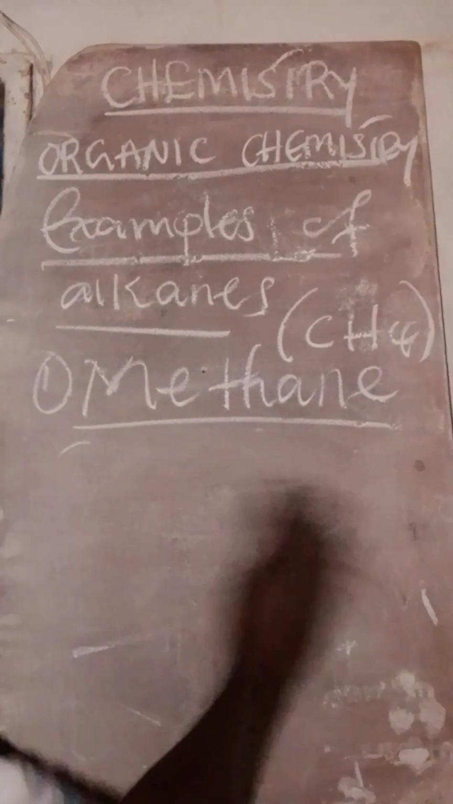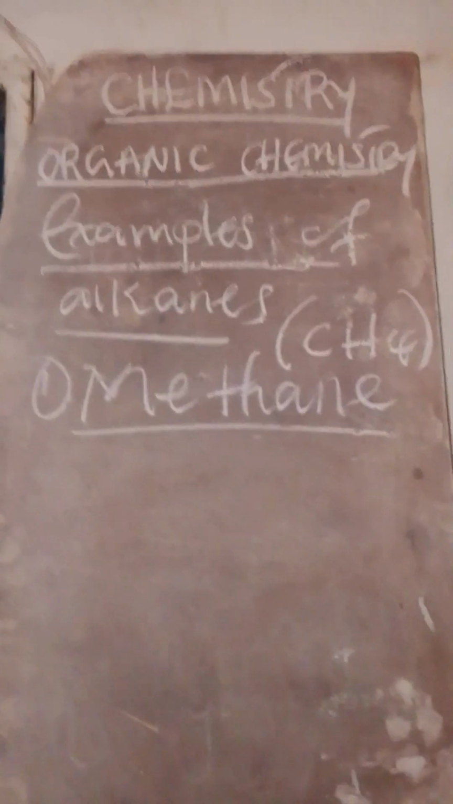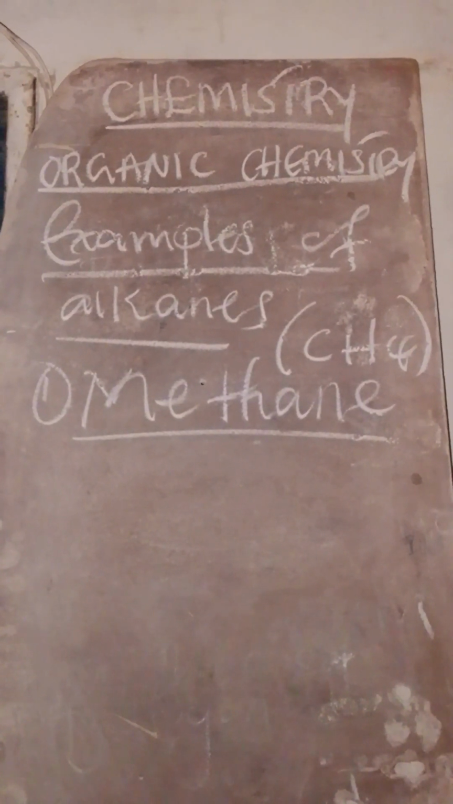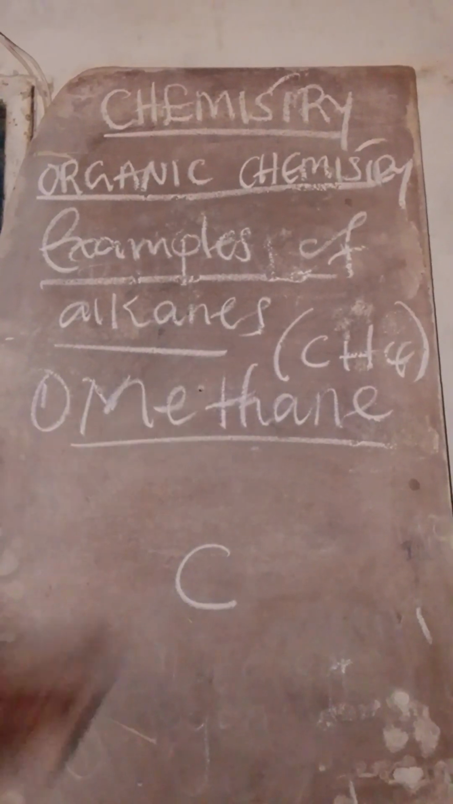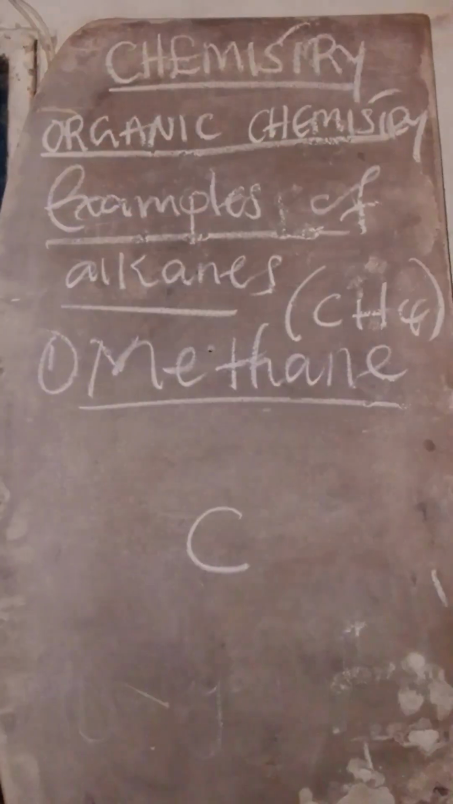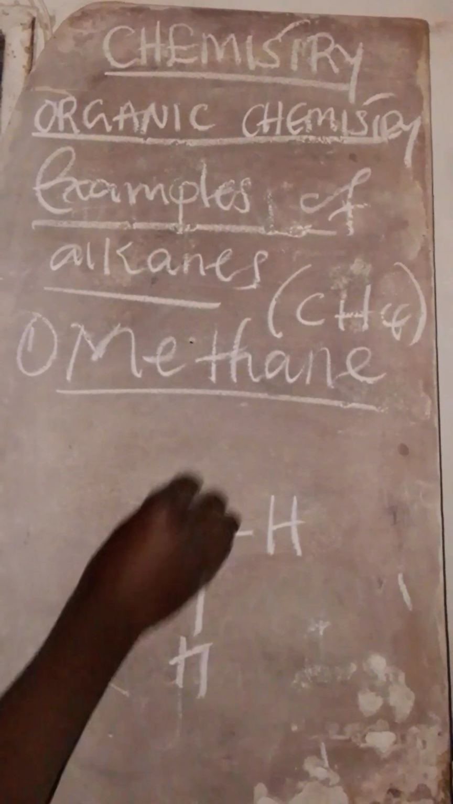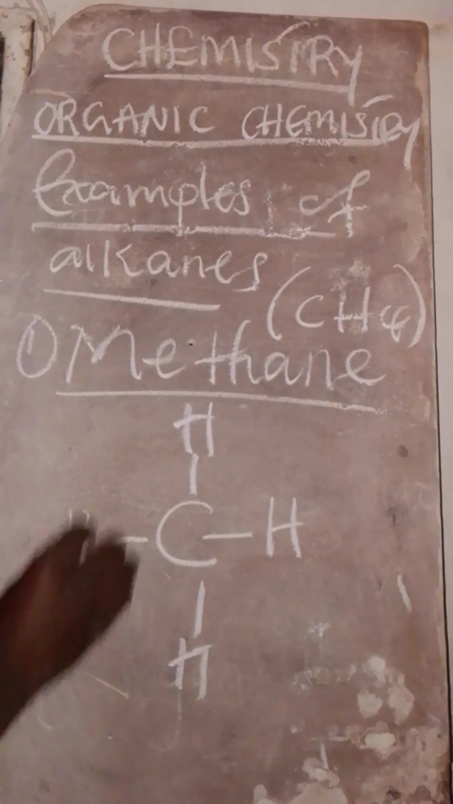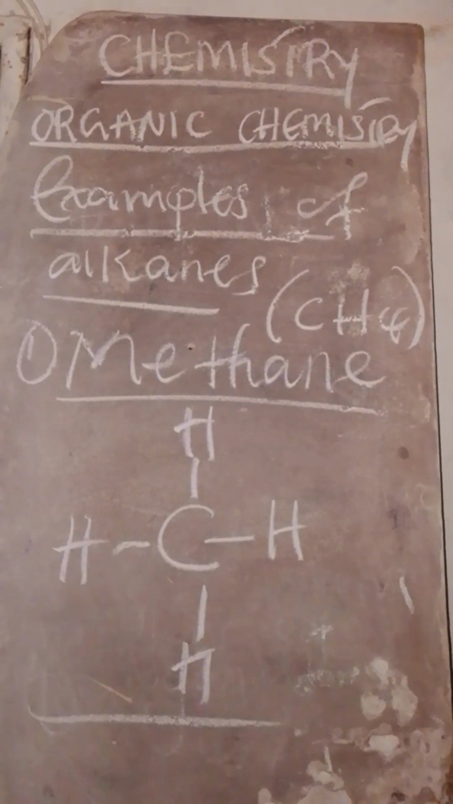Now, from the structure, we can see that methane has 1 carbon atom and 4 hydrogen atoms. So I'm going to add the first carbon that methane has. And this carbon has been bonded to 4 hydrogen atoms. I'm going to add 1, 2, 3, 4. There. That's the structure. I've drawn the structure for methane.